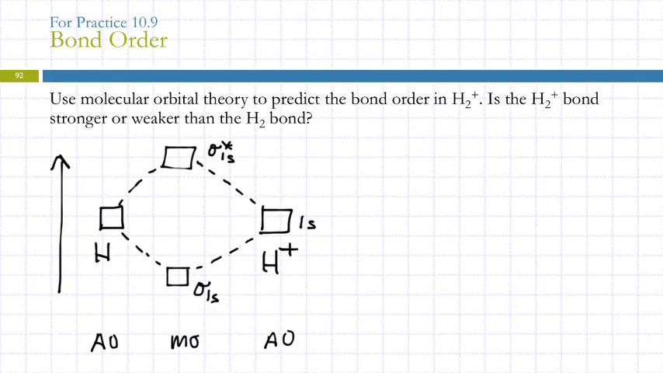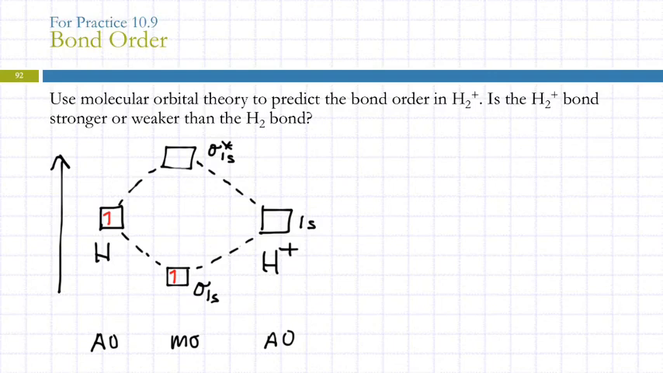So how many electrons does a hydrogen atom have? 1. How many electrons does a hydrogen ion have? None. 0. Right? Because to become H+, it lost its electron. So we've just got the 1 electron to deal with here. So in the molecular orbitals, where are we going to put it? In the lowest energy one. So we'll put it down here. That's all it is for this one.